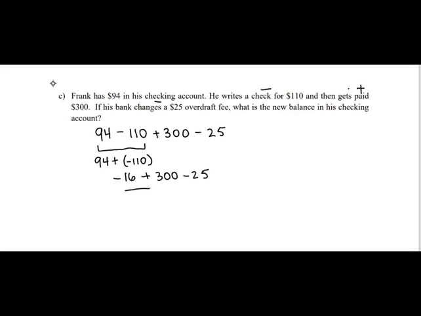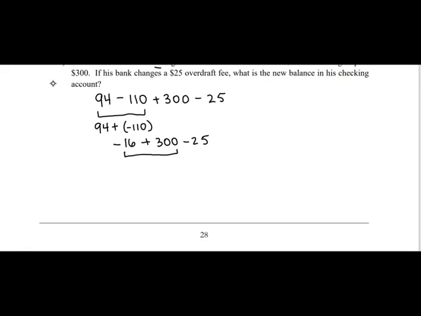So I'm going to look at negative 16 plus 300. Okay, so 300 is the bigger value, so it's going to be a positive answer, and the difference between 300 and 16 is 284. So I have 284 minus 25. The first number is larger than the second number, so I don't need to insert any pluses in there. I just need to take 25 from 284. So I'm going to have 259.